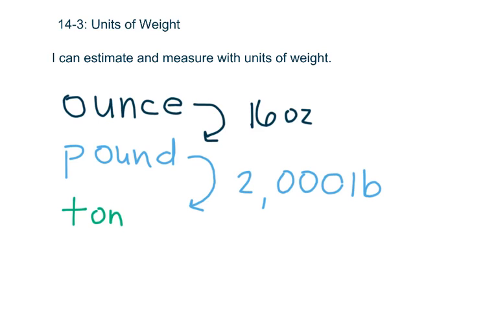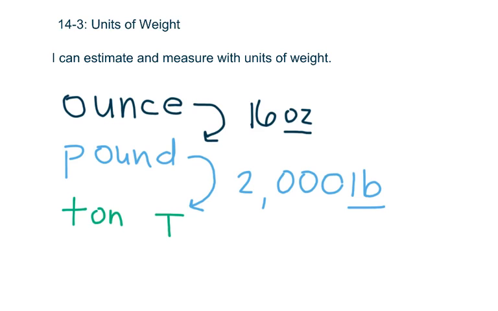Notice also the abbreviations I used. Ounce is abbreviated OZ, and pound is abbreviated LB. To help you remember that pound is abbreviated LB and not PD, you can think of LB as loaf of bread. A loaf of bread is about 1 pound. Lastly, a ton is abbreviated capital T.